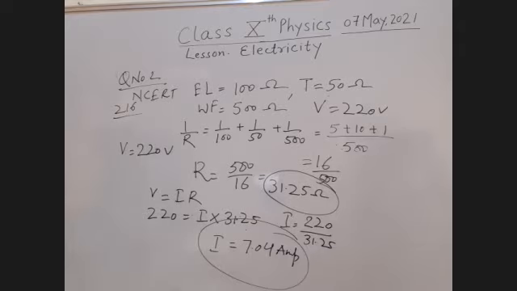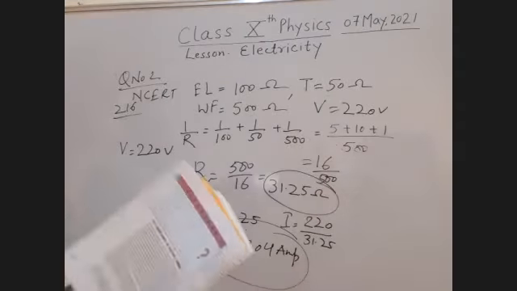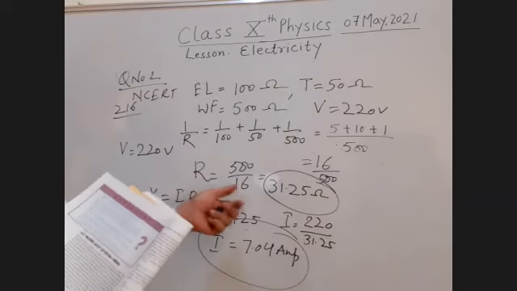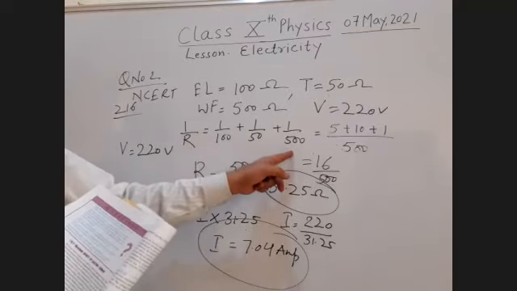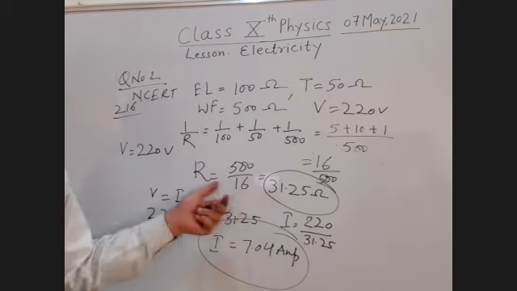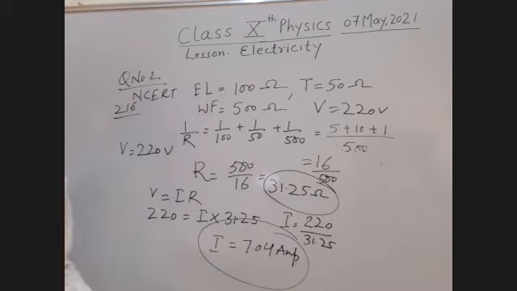Is it clear, students? This is the answer of your question number 2 on page number 216. Now we have to calculate the total resistance: 1 by R1 plus 1 by R2 plus 1 by R3. The total resistance will be 31.25. Clear, students? Now we have to calculate the value of current.